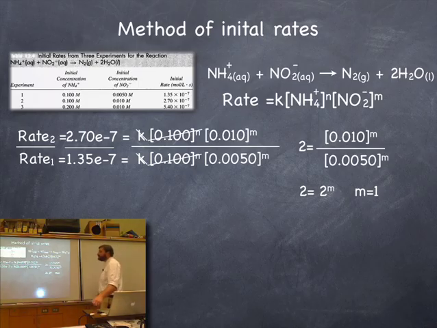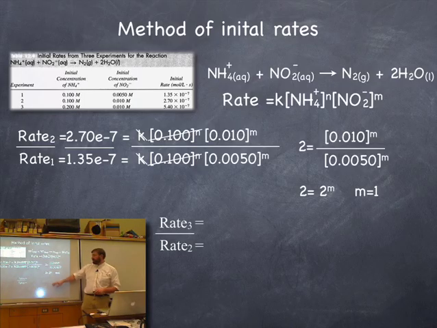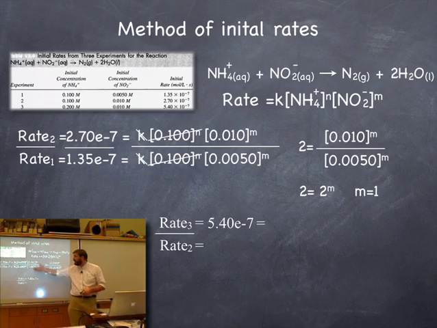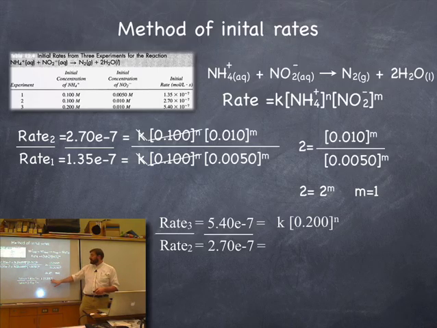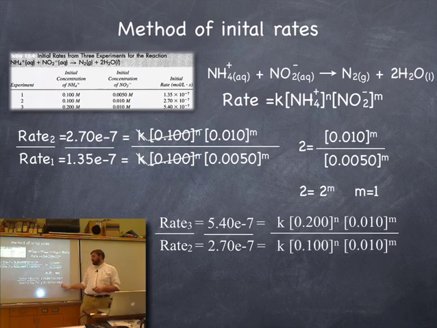So we go through, you want to set up this ratio, right? Rate 3 to rate 2. You actually look up the value for rate number 3. You put in the value for rate number 2. You have your K value, the concentration of the ammonium, the concentration of the nitrite. You do that for rate number 2 as well.